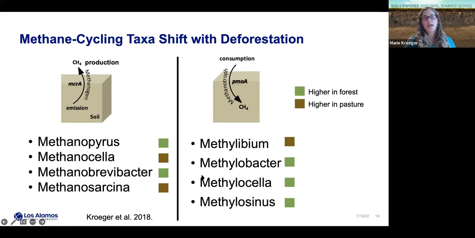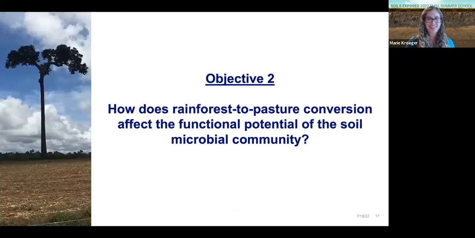So if you were looking at this, you would say, oh, okay, so generally speaking, we're seeing an increase in methane emissions from the pasture because these other methanotrophs that are going to oxidize and consume our methane are decreasing in abundance in our pasture. But hold that thought until the next section.